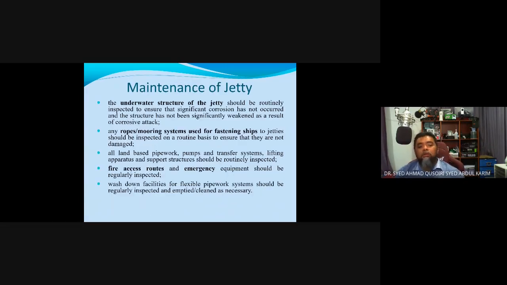The underwater structure of the jetty should be inspected. We want to check for corrosion. Ropes of the mooring system used for fastening the ship should be inspected to ensure that the ropes are not damaged and could not snap. All land-based pipework, pumps, and transfer systems, lifting apparatus, support structure should be inspected. Fire access route and emergency equipment should be inspected, and wash down facilities for flexible pipework system.